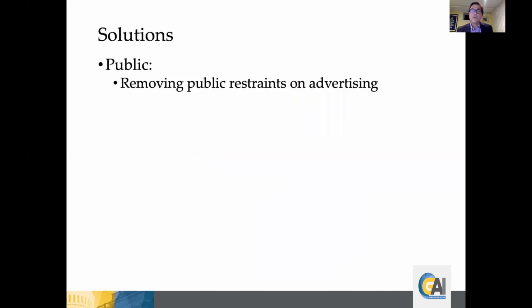All right. So here are all the problems that can come about through asymmetric information. Let's talk a little bit about the solutions. First, there are public solutions. Some of the problems may arise from government restrictions on advertising. Here's an example.